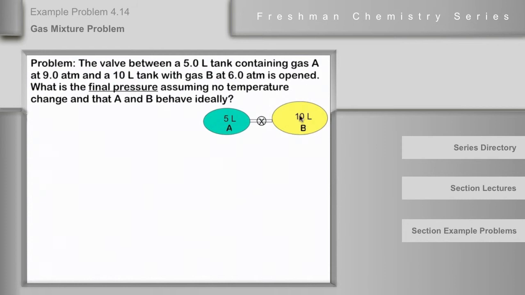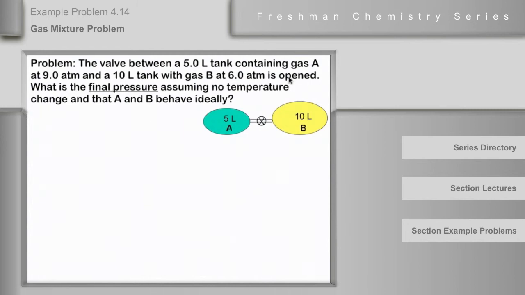We've got two tanks, one 5-liter tank and one 10-liter tank, and they're separated by a valve. The valve between the 5-liter tank, which contains gas A at 9 atmospheres, and a 10-liter tank with gas B at 6 atmospheres is open. What is the final pressure, assuming no temperature change, and that A and B gases behave ideally? Okay.